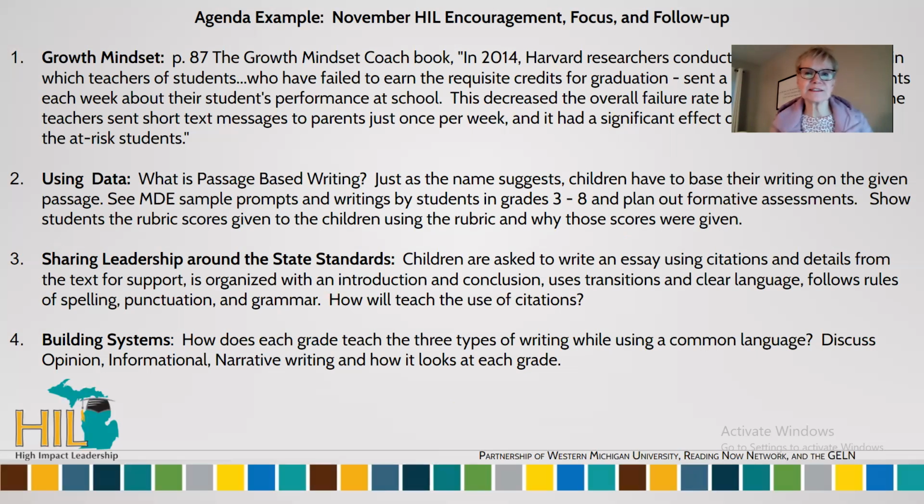And then lastly, building a system. So we could think about how every grade level is asked to teach the 3 types of writing, and we could help each other understand how we do that at every grade level so that we could see how it grows and we could support each other, and we would better know what level of knowledge the children are coming into our grade level with.